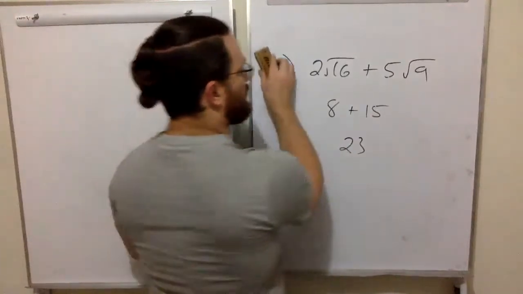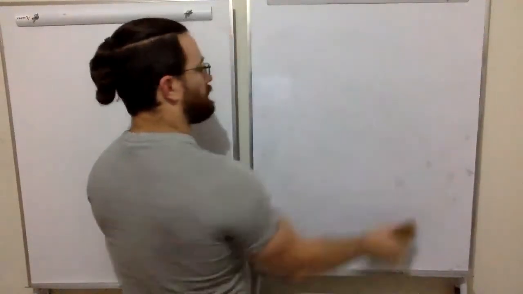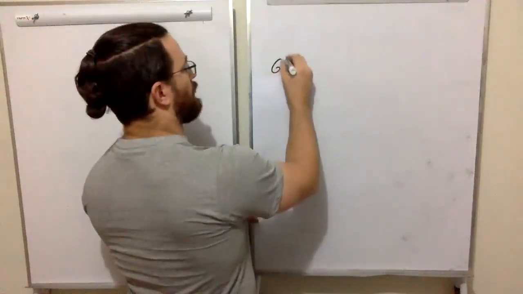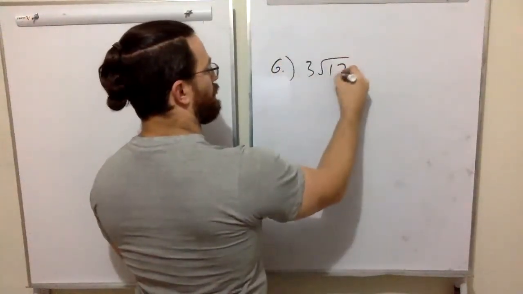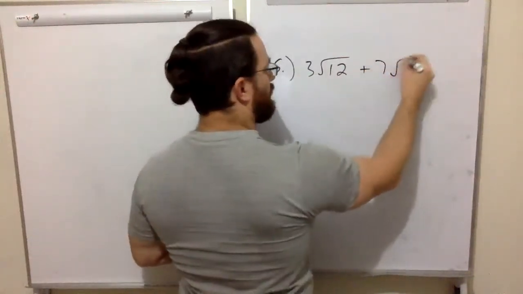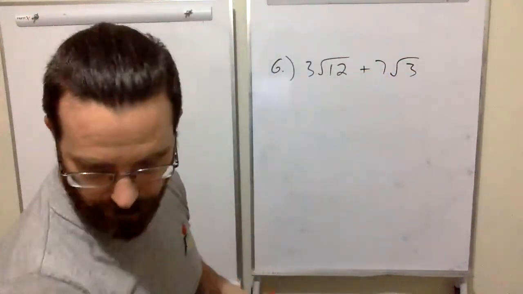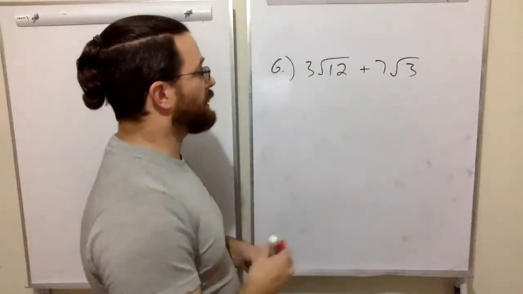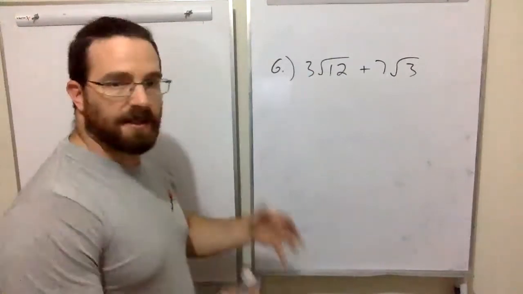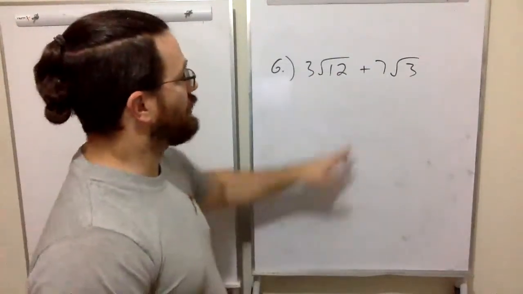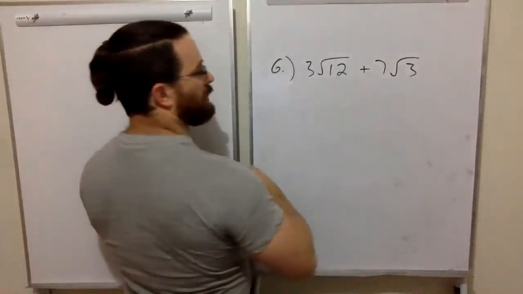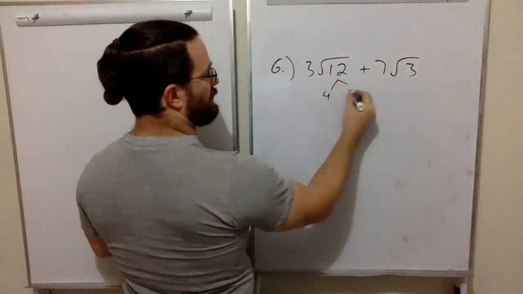Next one, number 6. So for number 6, I have 3 radical 12 plus 7 radical 3. All right. So again, radicals are not the same, can't add them. But let's try simplifying first. So this radical can be simplified. In this radical here, I do have a perfect square. This is 4 times 3.